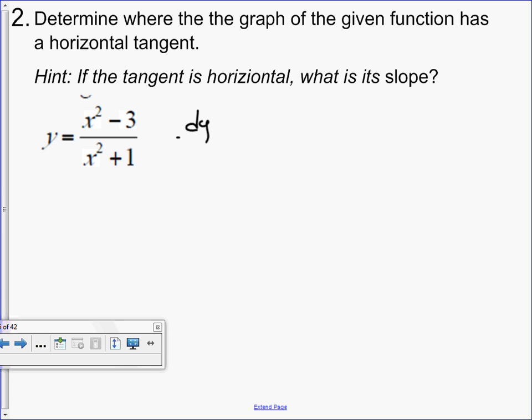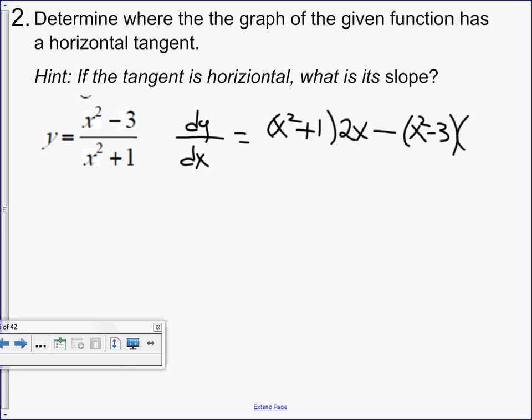Okay, so the derivative: low, write down your low, x squared plus 1. D high, what's the derivative of the numerator? 2x. Less, minus, high, x squared minus 3. D low, all over the denominator squared.